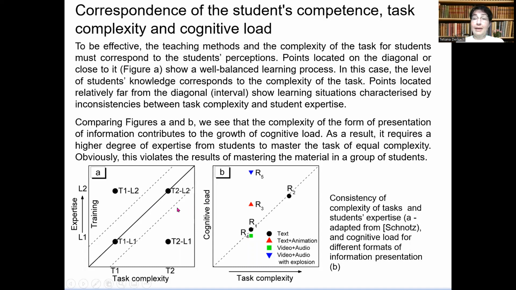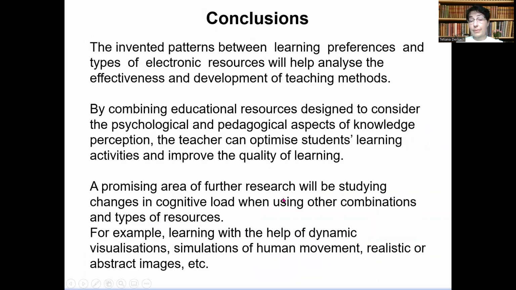Comparing figure A, from the theory, the model of Kalyuga, and our situation in B, we see that the complexity of the form of presentation of information contributes to the growth of cognitive load. As a result, it requires a high degree of expertise from students to master a task of equal complexity. Obviously, this worsens the results of mastering the material in a group of students.